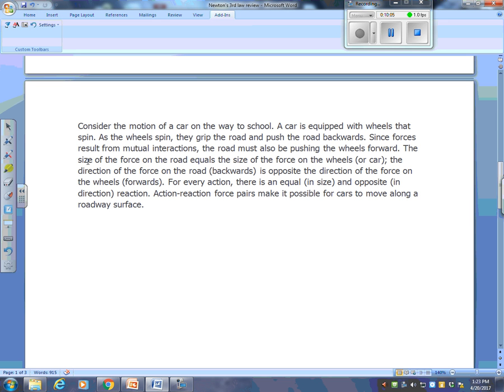Consider the motion of a car on the way to school. You all came to school today. A car or bus is equipped with tires that spin. As the wheels spin, they grip the road and push the road backwards. The tires push the road backwards.